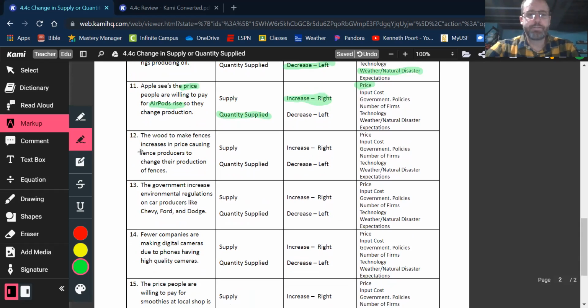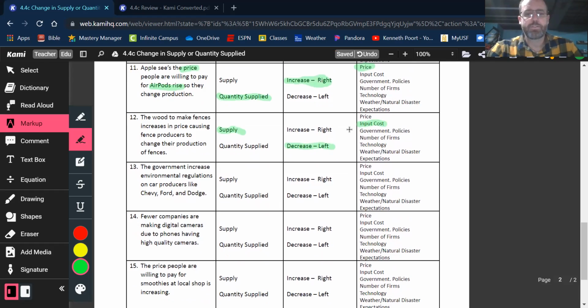Number 12, the wood to make fences increases in price, causing fence producers to change their production of fences. So it's talking about the production of fences, not the wood. So we see that if the wood is going up in price, I'm going to jump right over here and say that's an input cost. So we know our answer here is supply. If the cost to make my fences is going up, we're probably going to see the supply of fences to the market go down, right? Does that make sense? Because if it's costing me more to produce, I'm probably not going to sell as much, or I'm not going to want to sell as much because my profits are going to be going down. So we decrease supply to the market due to input costs.